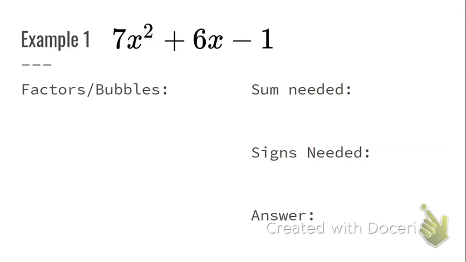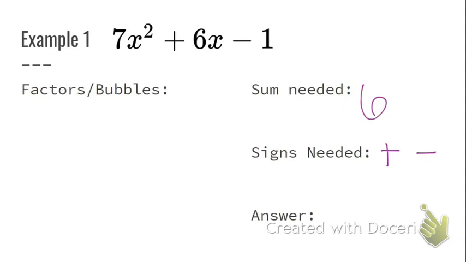So here's our first example. Again, the sum that we need comes from the middle term. So we are going to need a sum of positive 6. We are trying to multiply to a negative 1, which means we would need a positive number and a negative number.